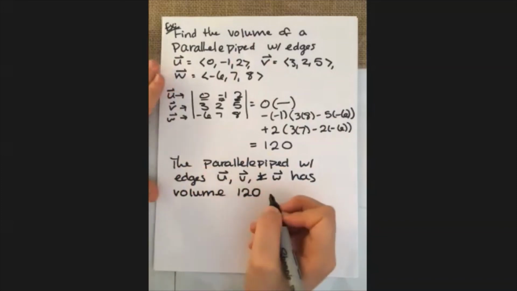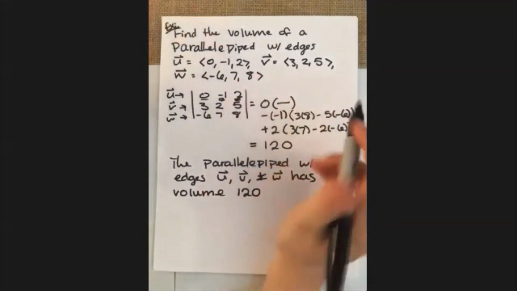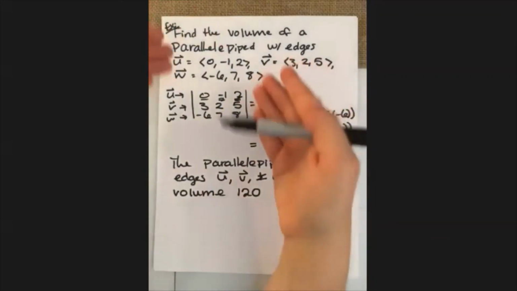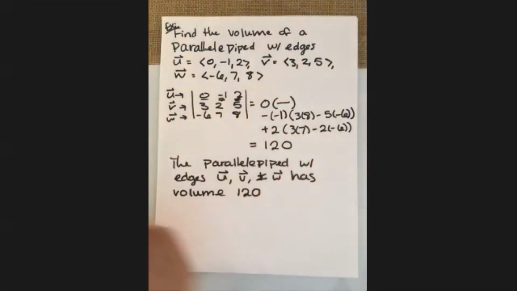And that's pretty much all there is to this big idea. Once again, you just take the vectors that you're working with that define the edges of your shape, stack them all into the determinant bars, take their determinant, and then the number that you get is what you're looking for.